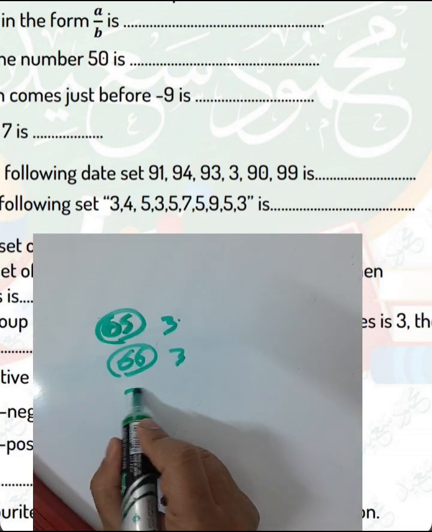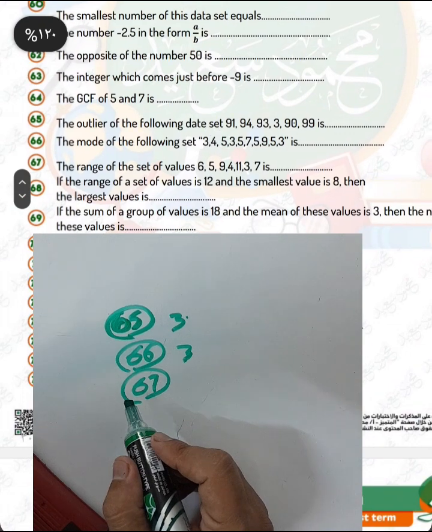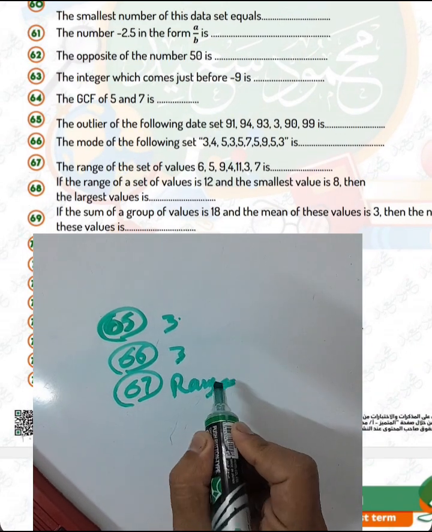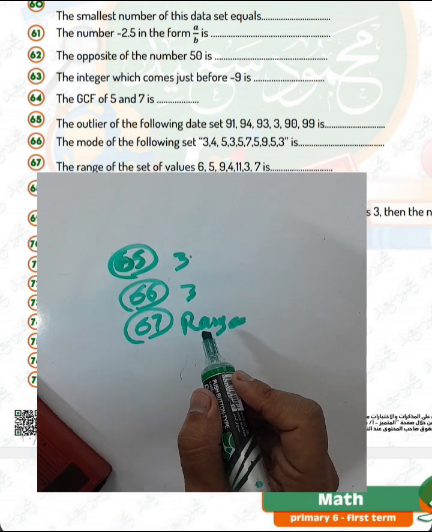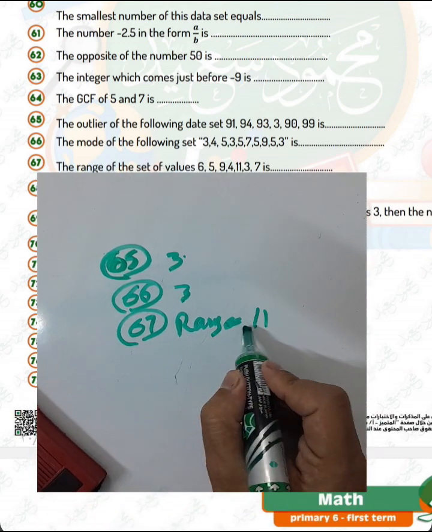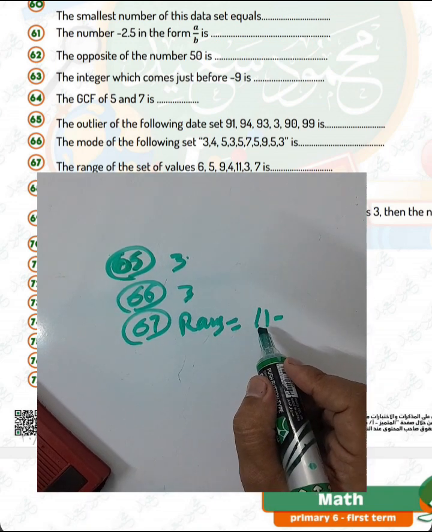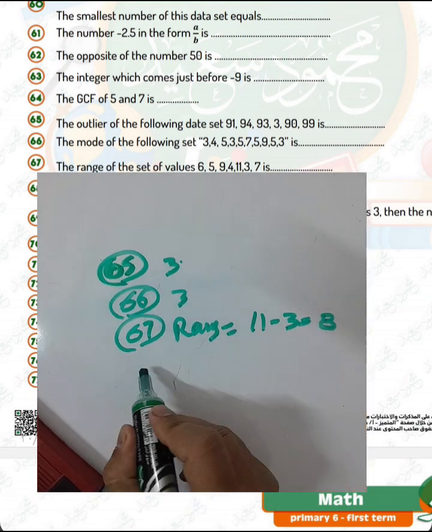Question 67: the range will be the difference between two numbers. About 67, we find the greatest number, 11, subtract the smallest number here, 3, and the result will be 8.